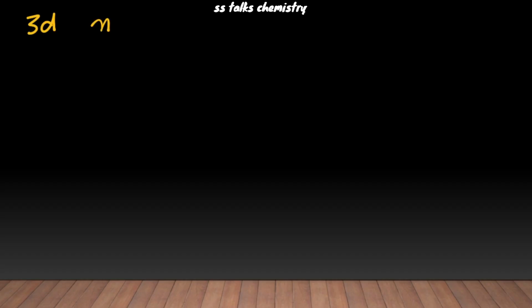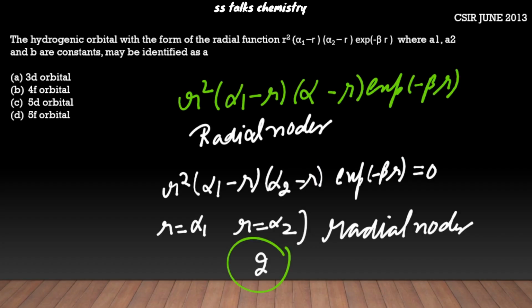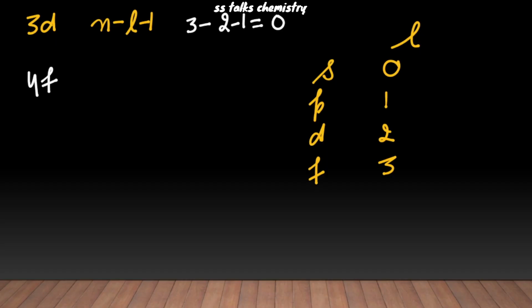Number of radial nodes is n minus L minus 1. Now these L values, for the different orbitals S, P, D and F, are 0, 1, 2 and 3. So for 3D, the n value is 3 and the L value is 2, so 3 minus 2 minus 1 is 0. So 0 radial nodes we are getting, so this is not going to be the one. Next is 4F. Again n minus L minus 1, it will be 4 minus 3 minus 1, so 1 radial node we are getting in this.